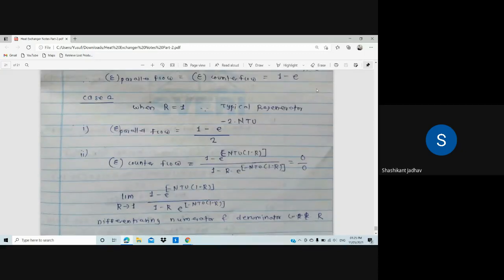Okay. In case number 2, when we are considering R equal to 1, which is possible for a typical regenerator, what is the effectiveness for the parallel flow heat exchanger? That is 1 minus e raised to minus 2 NTU divided by 2. And for the counter flow heat exchanger, what is the value of effectiveness? It is equal to NTU divided by 1 plus NTU.